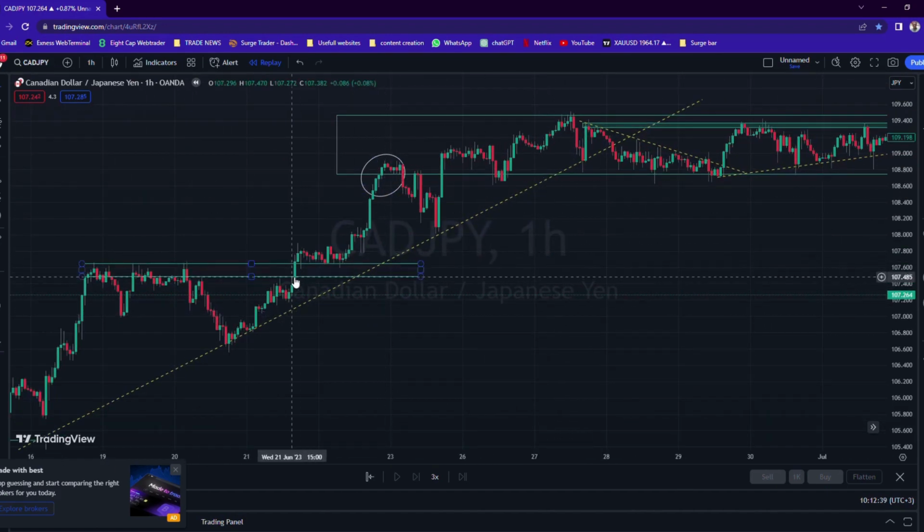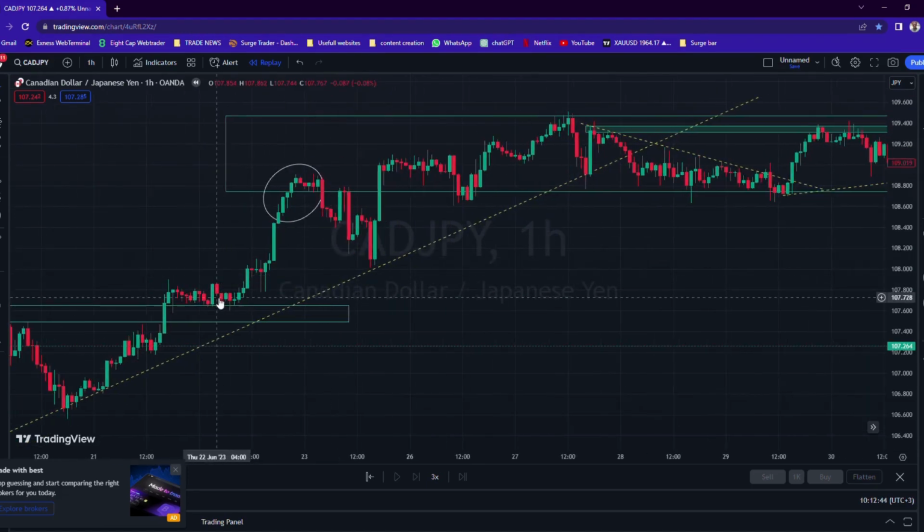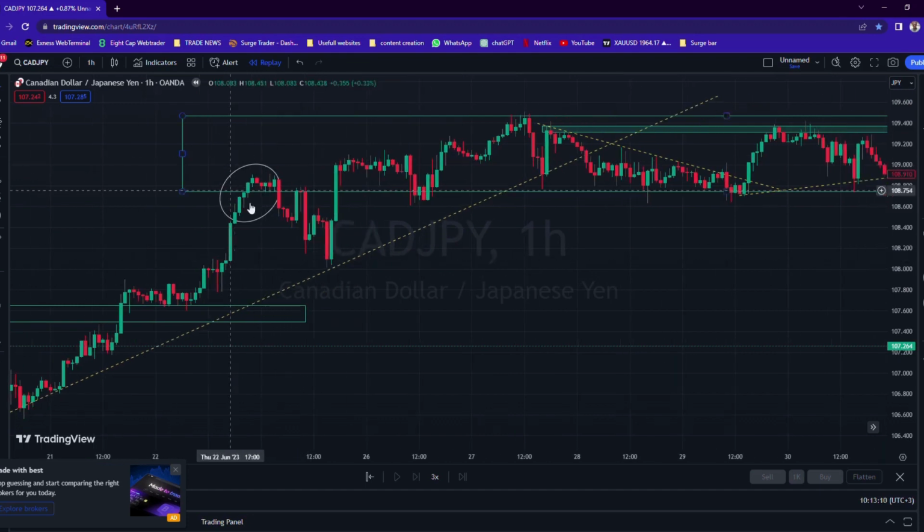As you can see here, the resistance was broken to the upside with this clear indication candle right here. It was an early Asian session on June 22nd, Thursday. There was a break in CAD JPY to the upside, support created above resistance, and in the New York session there was a clear continuation to the upside, still CAD JPY. Right there we're seeing another new high created, retest, and up again.